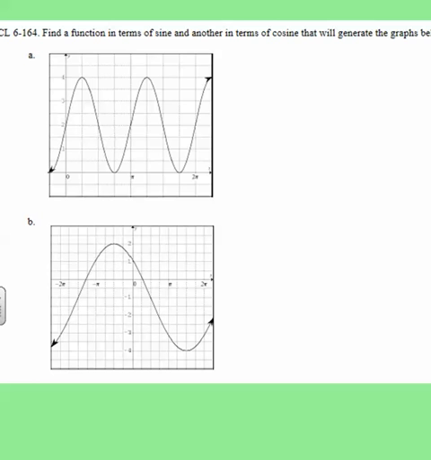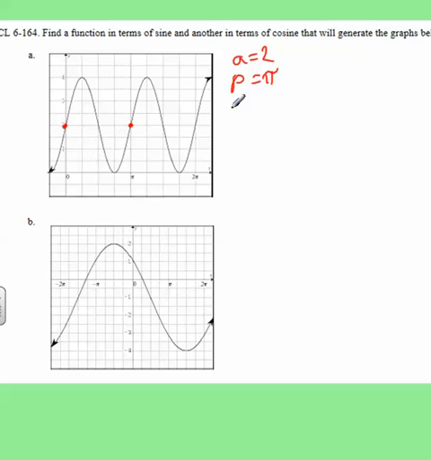Find a function in terms of sine and another in terms of cosine that will generate the graphs below. Alright, so if we want this graph to be sine, our beginning point needs to be right here. And our amplitude from 2 to 4, our amplitude is 2. And our period is pi. 1 complete cycle from here to here.